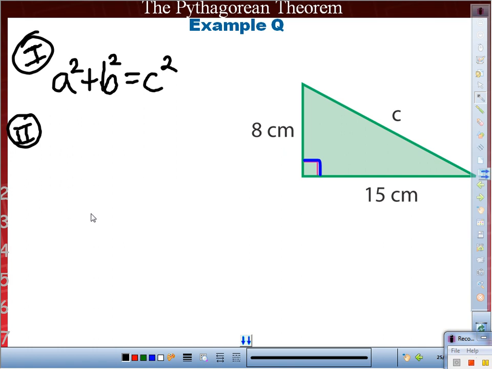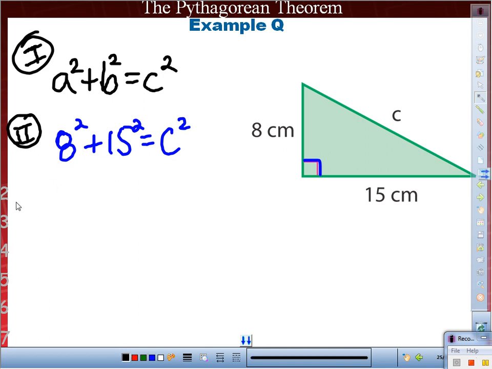What's another word for putting the numbers? Substitute. That is correct. That would be step 2. So we write 8 squared plus 15 squared equals c squared. And you're writing this down, right, Julian? Yes.